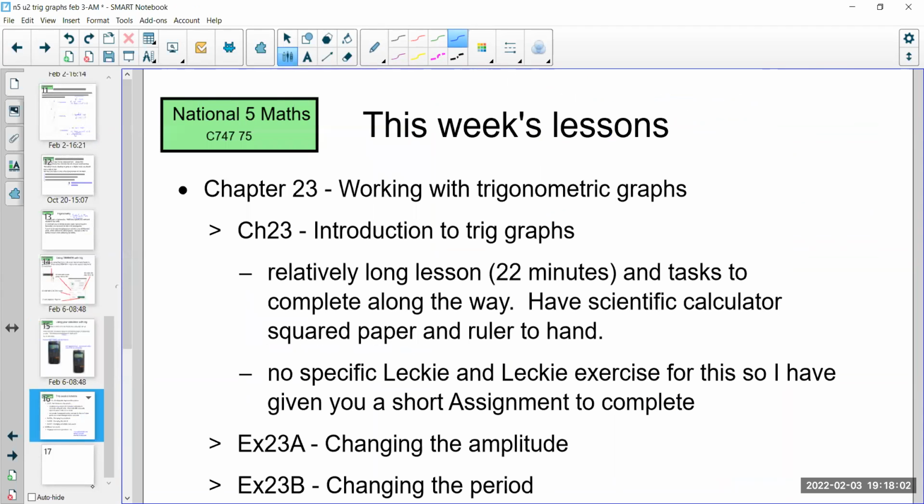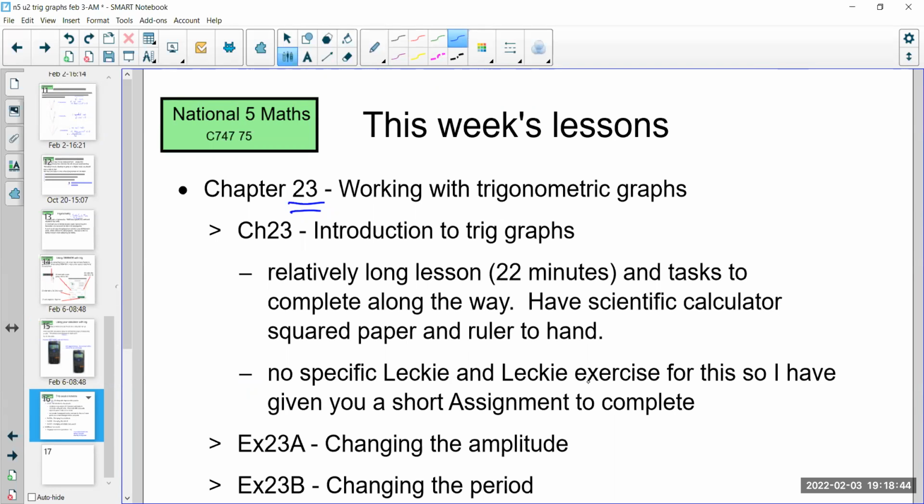This week's chapter is 23, working with trig, introduction to trig. It's a long lesson and there's a task, so make sure you've got your scientific calculator, square paper and a ruler to hand. Pause as needed, because they say the attention span for children is about their age in minutes. I'm sure you are all more than 20, some of you may not be, but 22 minutes should be bearable.